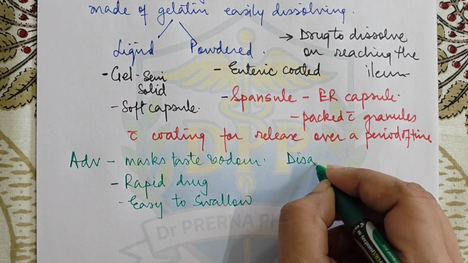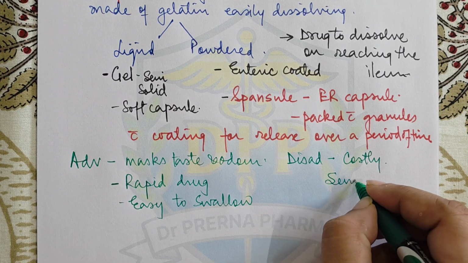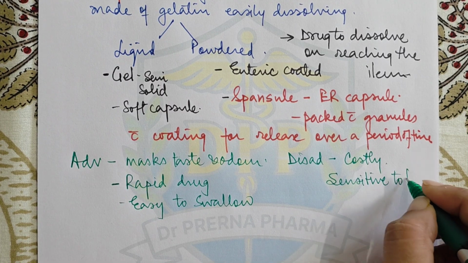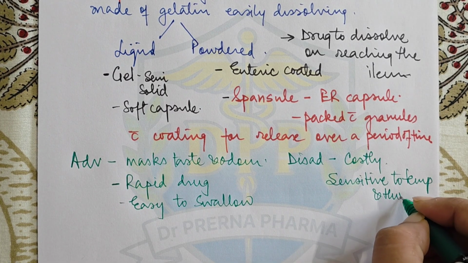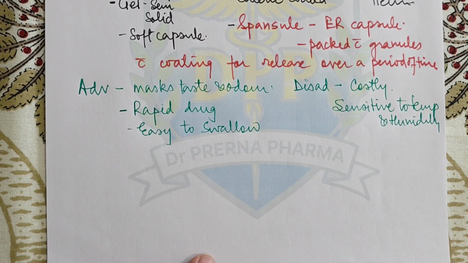Now what are the disadvantages? Disadvantages are that they are costly. They're always costly as compared to the drugs. They are sensitive to temperature and humidity because the gelatin capsule is sensitive, and so in humidity or in high temperature they can even get dissolved or they can just disintegrate. So these are the capsules.